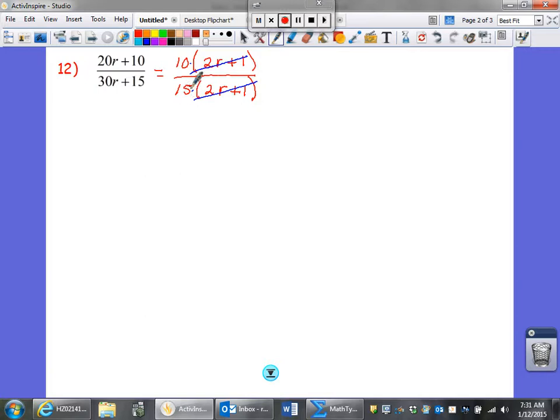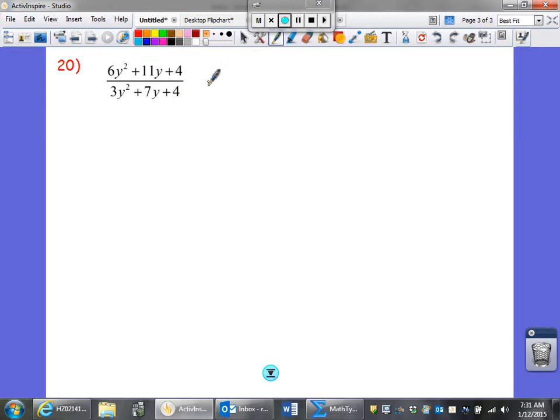Also over here, I'm noticing that 10 and 15 will be the only ones left, and 5 goes into 10 twice, and 5 goes into 15 3 times. So the only thing left out of all of this is 2/3. And that completes number 12. It is reduced.